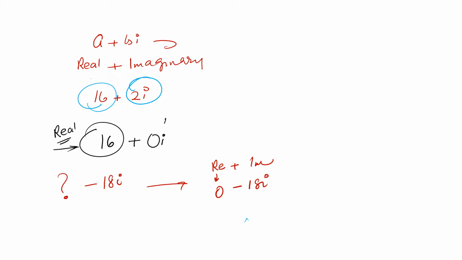Now, for example, if I have 17, I want to know what the imaginary part of this number is. Here there is no imaginary number, so definitely it would be 0i, because 0 times i gives us 0. So the real part will be 17 and the imaginary part will be 0i. I hope that this part is clear to you. Let's move to the other part.